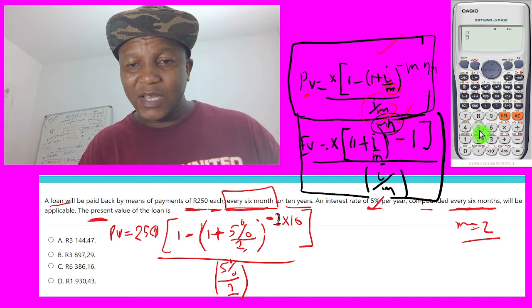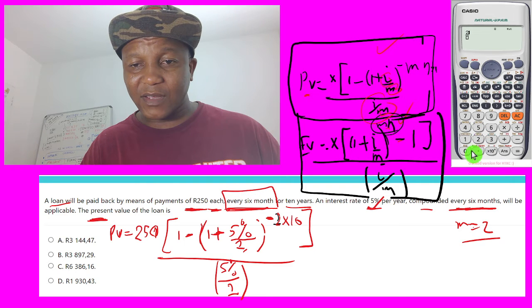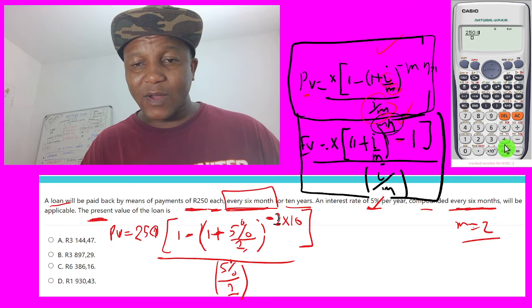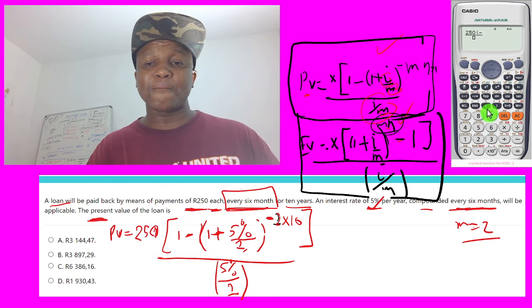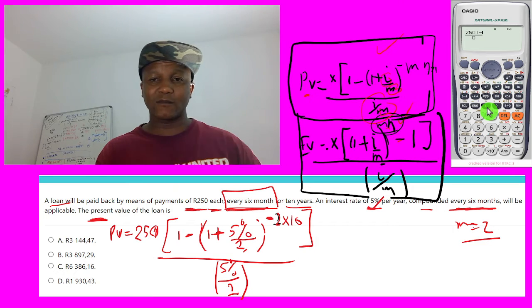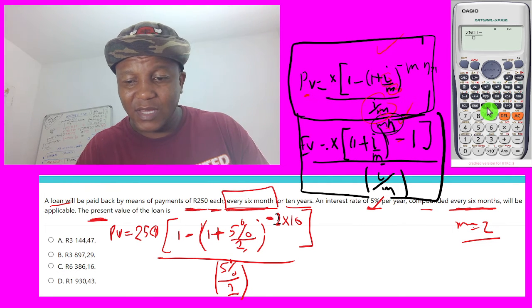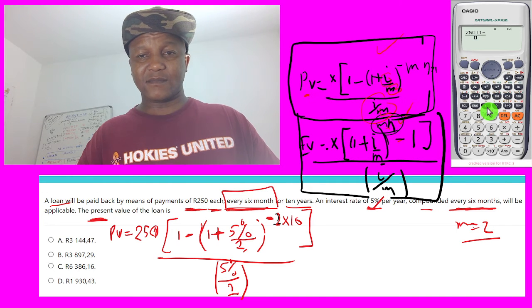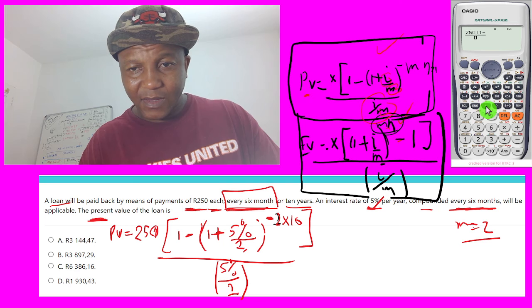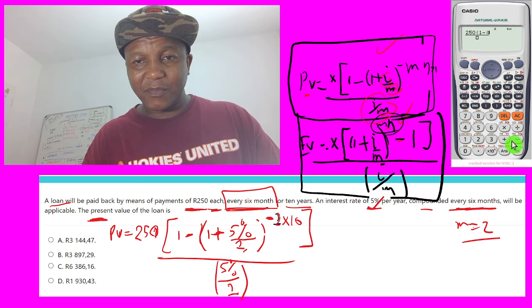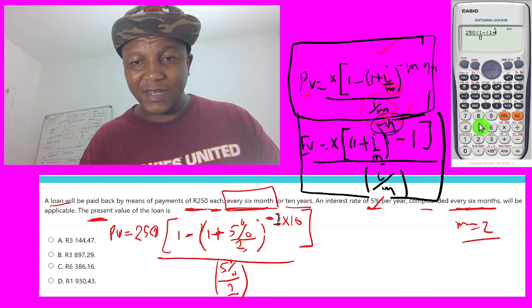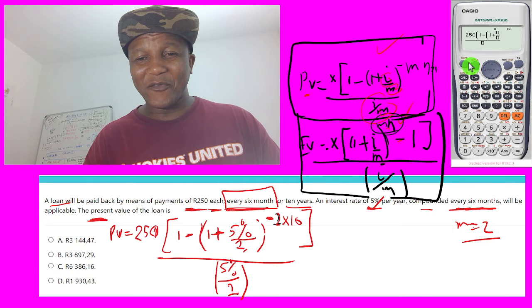Okay, so we're going to say 250. I'm sorry, apologize about that. 250, and then we're going to put our bracket. Let's say 1 and then minus, and then we put our bracket here. Where's 1? Then minus, and then close the bracket, and let's say 1 plus the fraction 5%.